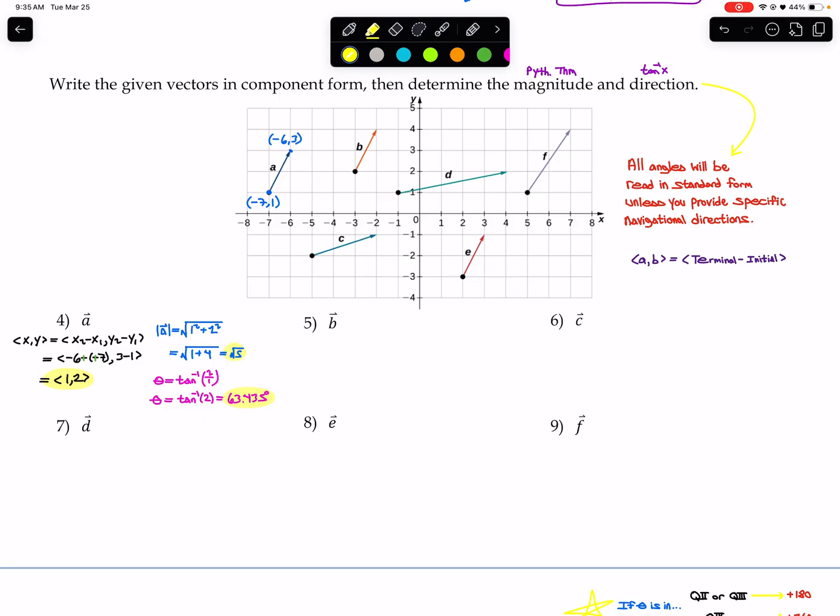Okay, so I'm going to give you guys about a minute or so. I'm going to let you guys try number 7. I just chose a random one. So you're going to do vector D.